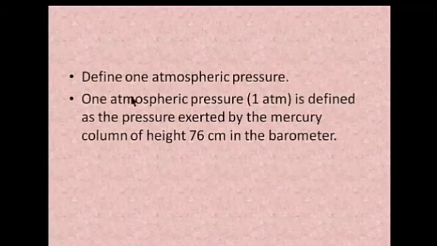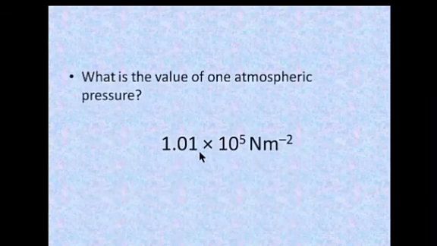Question number 7. Define 1 atmospheric pressure. 1 atmospheric pressure is defined as the pressure exerted by the mercury column of height 76 centimeter in the barometer. Question number 8. What is the value of 1 atmospheric pressure? Yes, it is 1.01 into 10 power 5 Newton per meter square.